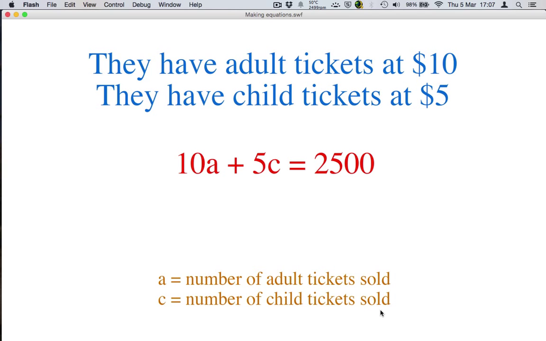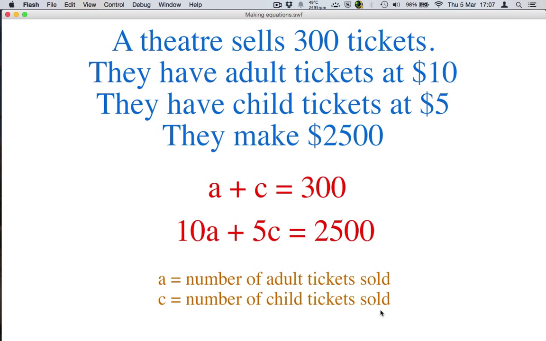So let's quickly recap what we've found out. So a theatre sells 300 tickets. That meant we came up with an equation that worked out the total number of adult tickets plus the total number of children tickets, and that said it was 300. We then worked out an equation for the cost. So we said that there was the cost of $10 for an adult ticket, so 10 times the number of adult tickets, plus 5, the cost of a child ticket, times the number of child tickets would equal 2,500.